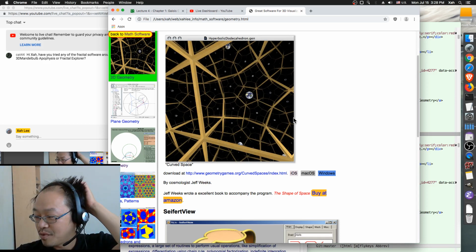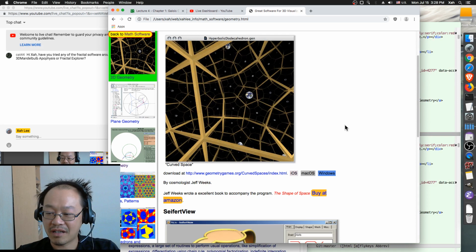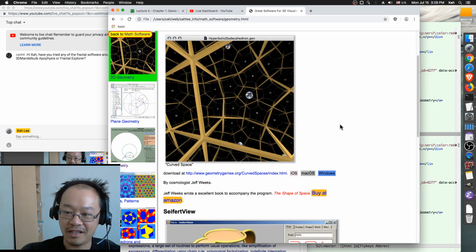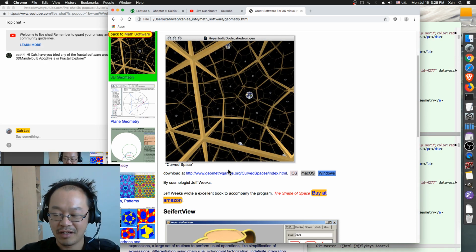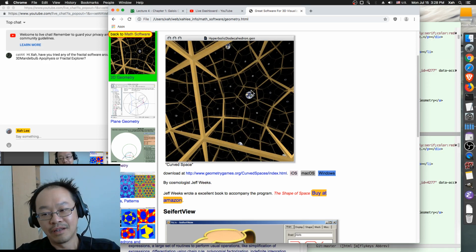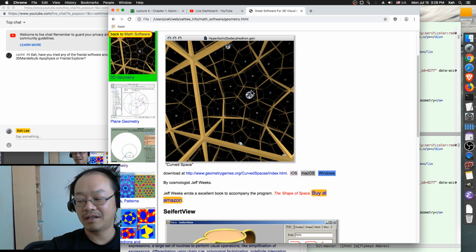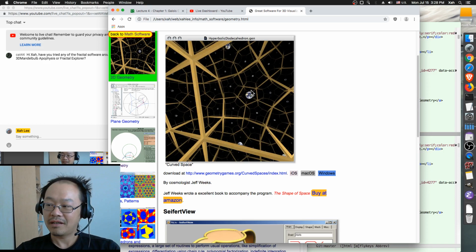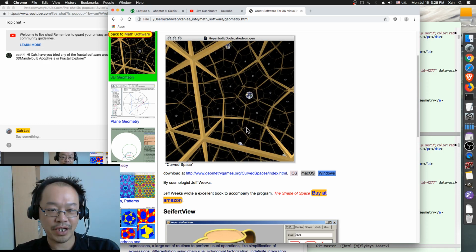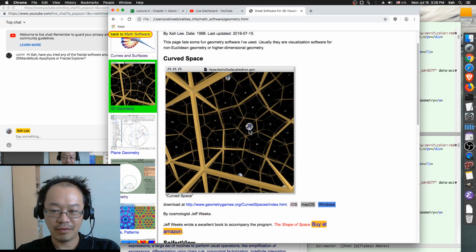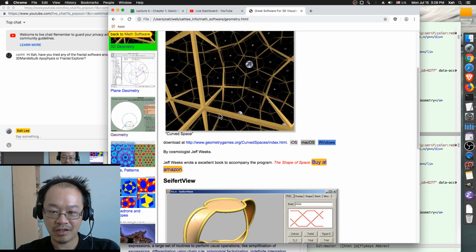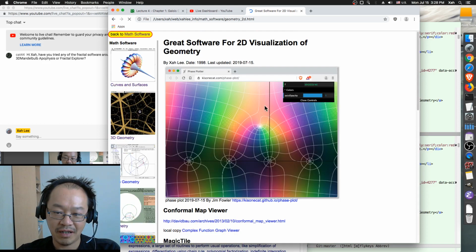So exactly how does it curve? That is the math. That is what you want to study. You study differential geometry and topology. These are the relevant math branches to go study. So this application is called Curved Space, and there are many different great software programs for geometry and math.